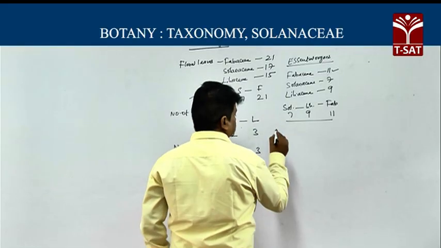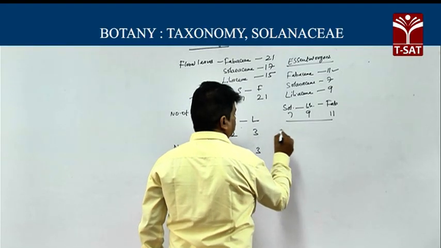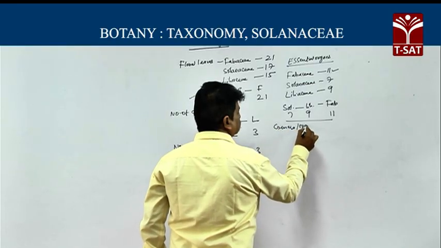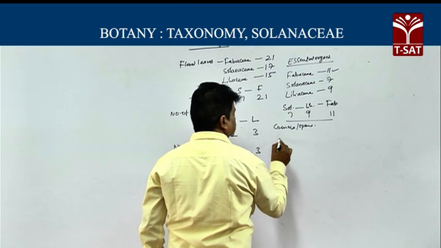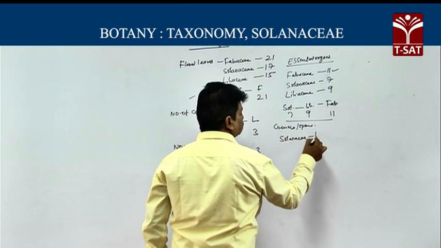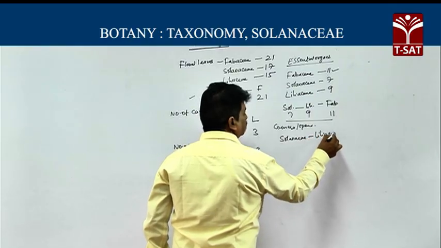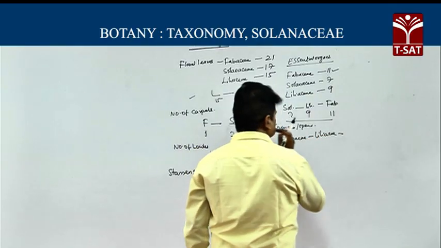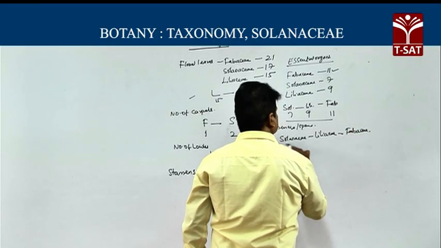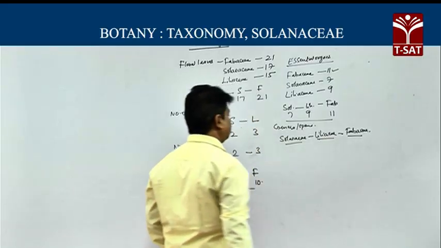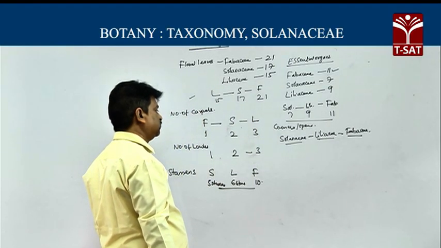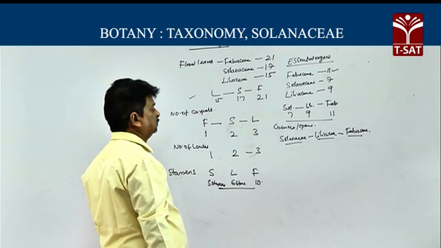In the same way, ascending order of families based on genera and species. First one Solanaceae, second one Liliaceae, third one Fabaceae. Solanaceae, Liliaceae, Fabaceae. It is based on number of genera and species in ascending order.